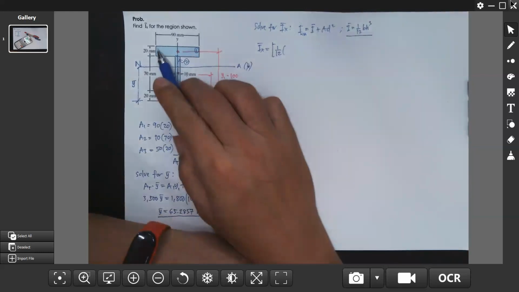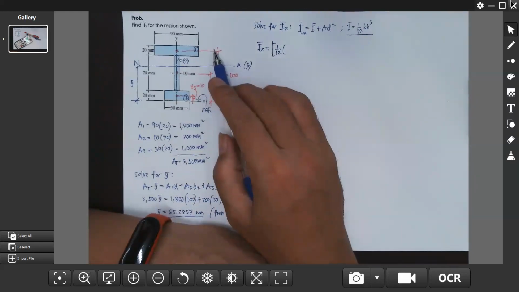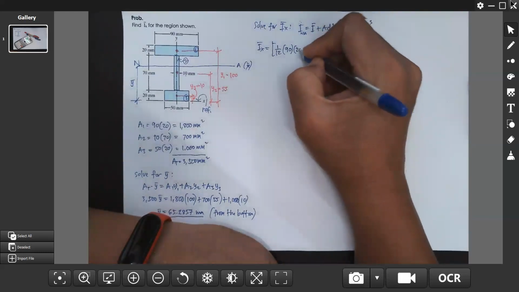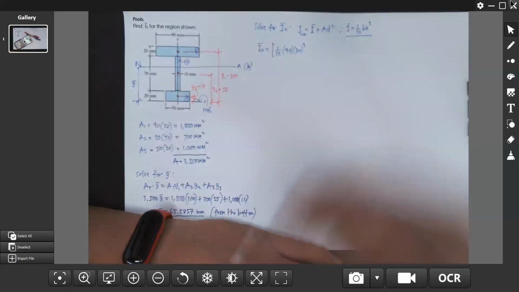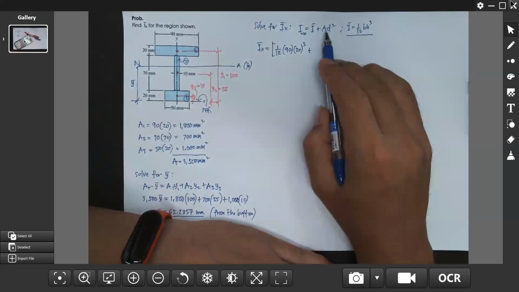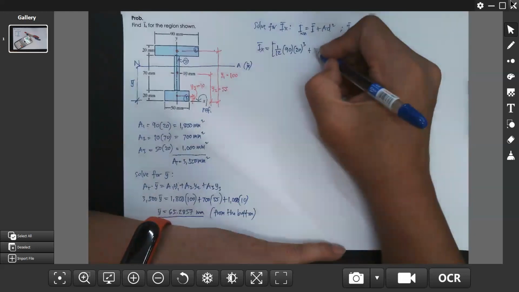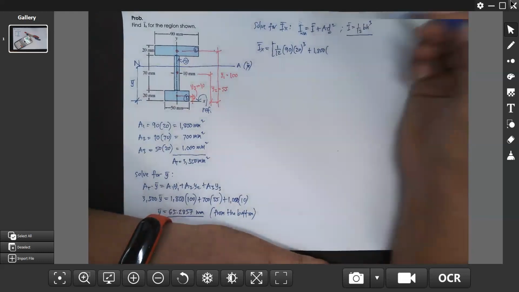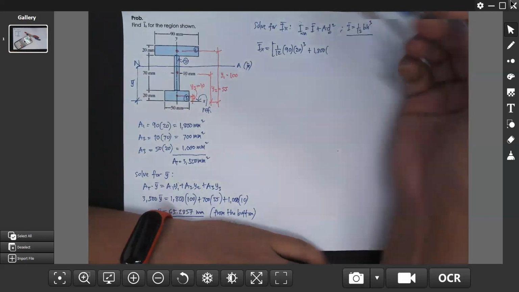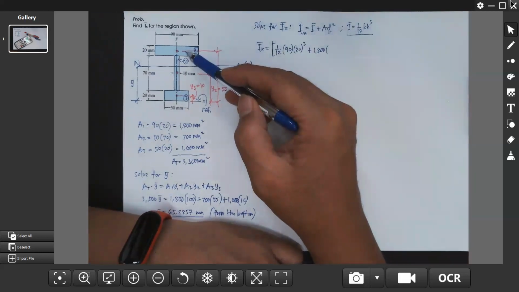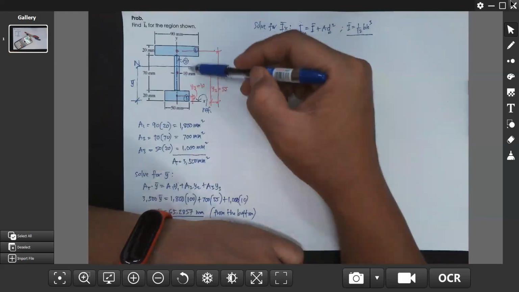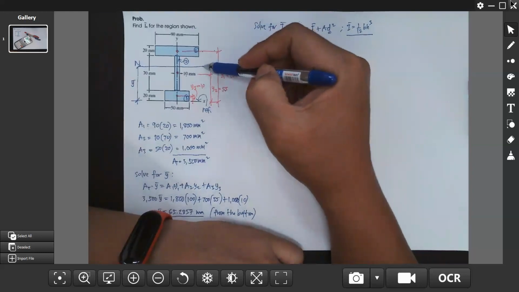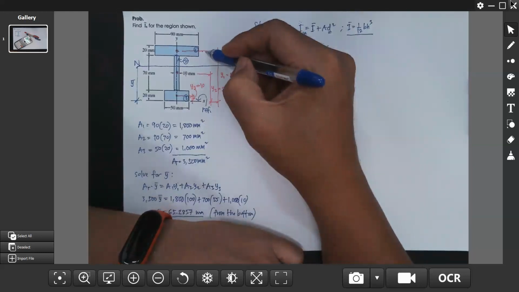For element 1, the base is 90 and the height is 20. So we have 90 times 20 cubed plus area of 1,800. D is the distance between the centroidal axis of the element and the neutral axis. This is our D1, the distance from this axis to this one.